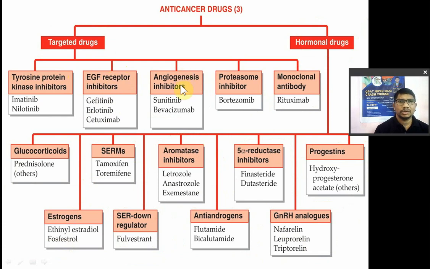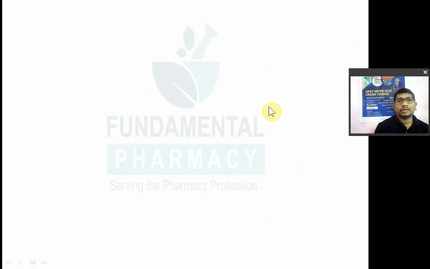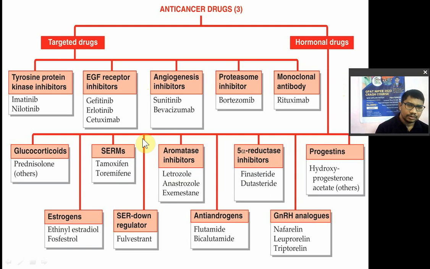Now angiogenesis inhibitors are mostly used in renal cancers. So angiogenesis inhibitors: sunitinib, bevacizumab. They are also known as VEGF receptor antagonists, vascular endothelial growth factor receptor antagonists. Now another drug class, proteasome inhibitors, known as bortezomib. Monoclonal antibodies are a particular type of antibody against the antigen present on the cancer cell. In that you have rituximab, a monoclonal antibody against CD20.